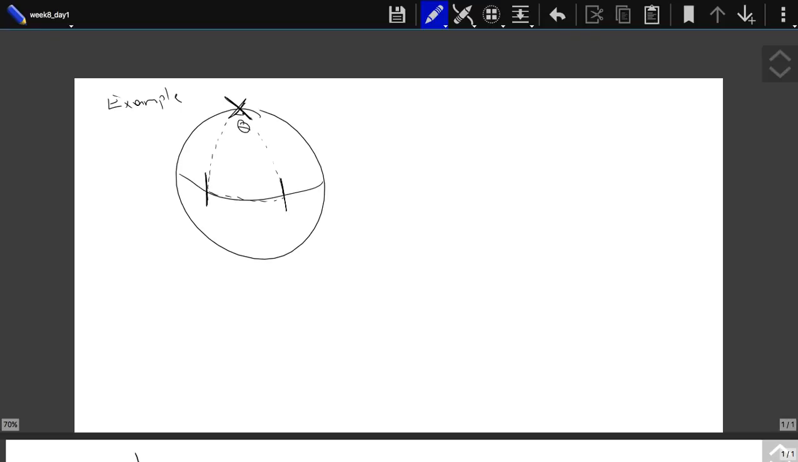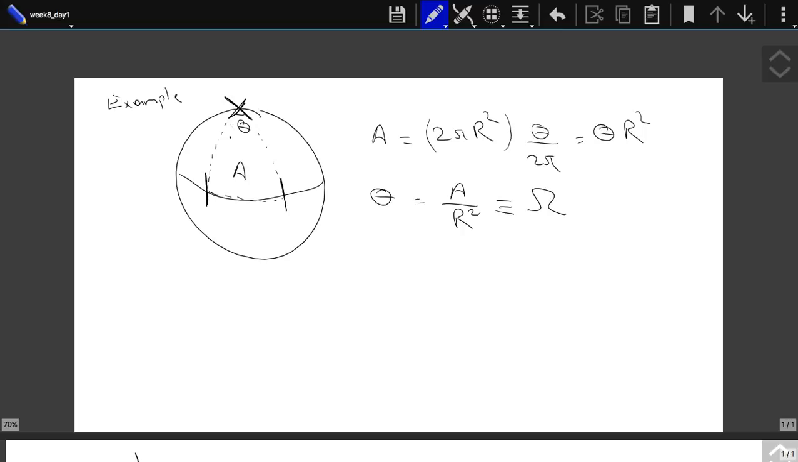Now we can relate this angle theta to all of this area. If this is our area, half of the area of the hemisphere is 2 pi r squared. And then this angle is just theta out of 2 pi. So it's just theta over r squared. And so we can say that theta is nothing but area over r squared. This expression is nice because this is nothing but the solid angle of this region.